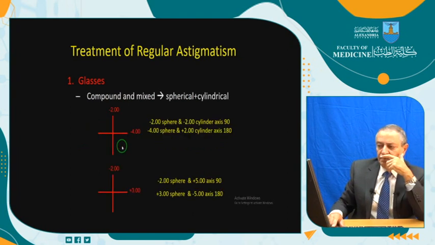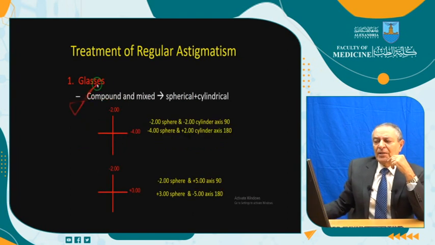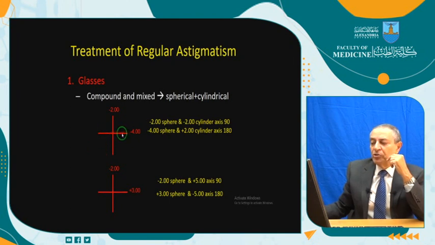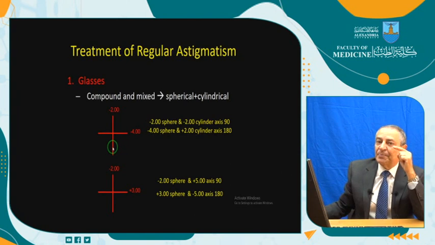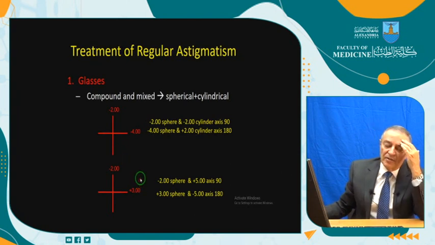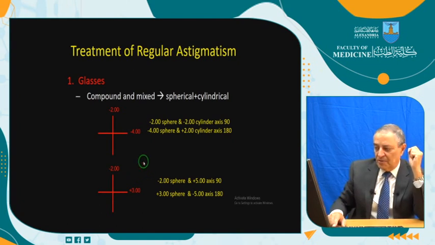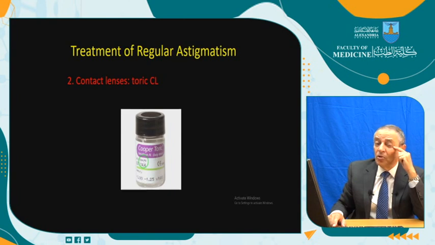Let's take another example. This meridian is -2, this meridian is -4. The glasses will be -2 sphere plus -2 cylinder. Which axis? 90. Why? Because you want it to work here. In order to work here, you will put the axis vertical. It acts perpendicular to its axis. The same here, just think about it at home. You will find it easily if you want to understand very well how we are prescribing these glasses. Contact lenses can be used also for astigmatism.